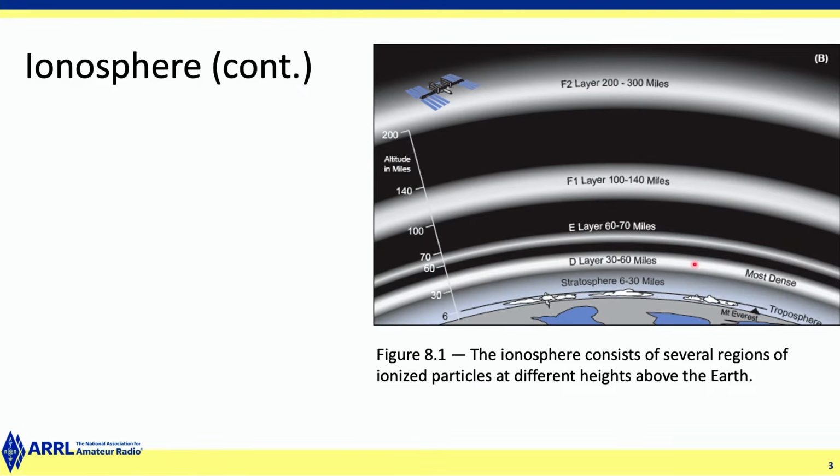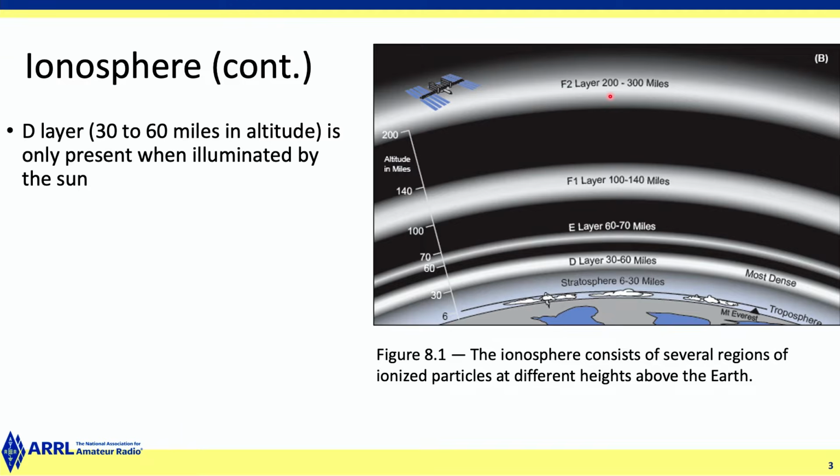The E layer has some properties of the D layer, but also it does have some refracting capability, particularly to refract some of the higher frequencies. And then the F layer is what we really use when we talk about HF propagation or skywave propagation.